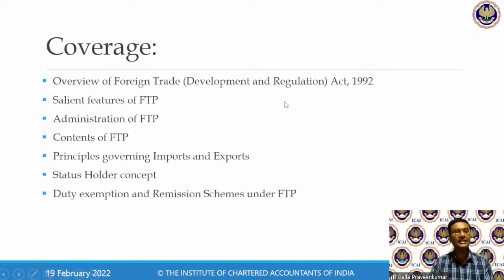I have discussed a few aspects at length, which you will understand down the line, the importance of the status holder concept. Last but not least, we are going to discuss duty exemption and remission schemes under foreign trade policy. Now, when we talk about this duty exemption and remission, there are various modes how the customs are going to incentivize, going to give a free hand in terms of my imports and exports. The broad outline of these aspects, I'll just show you.